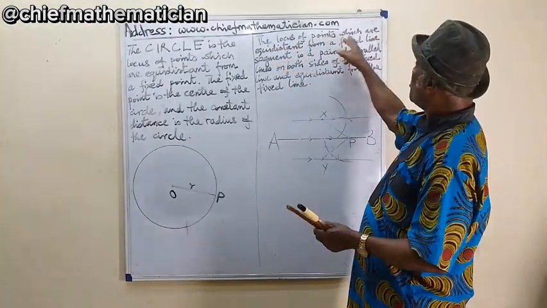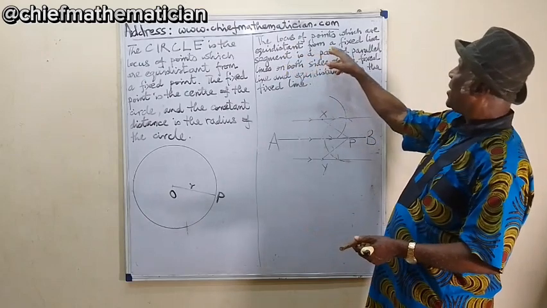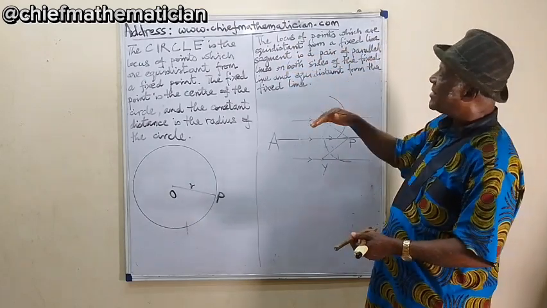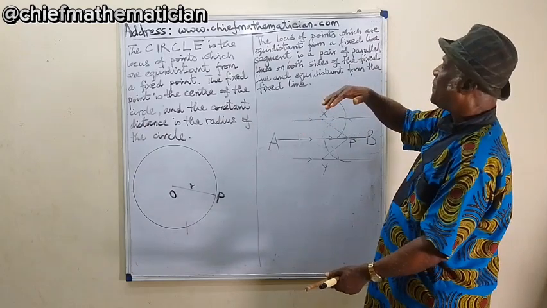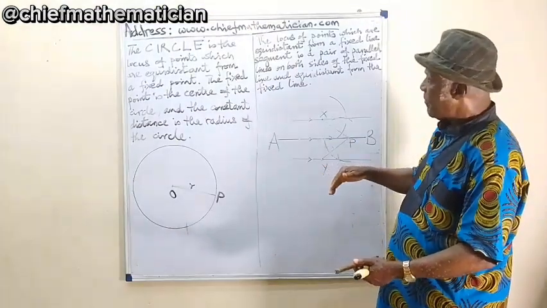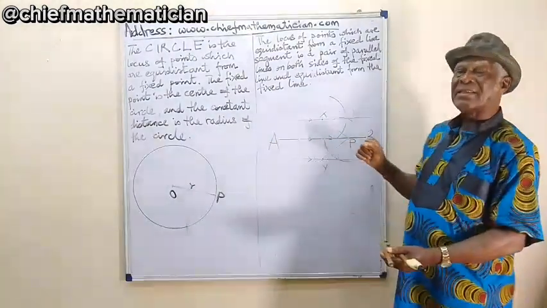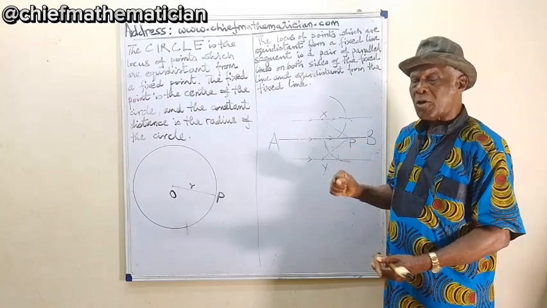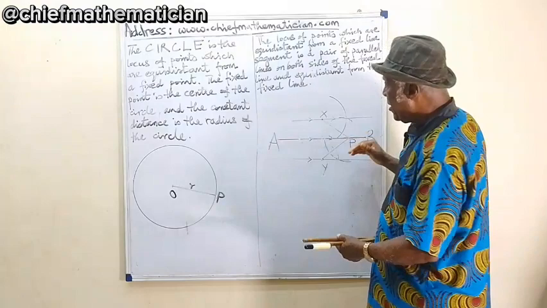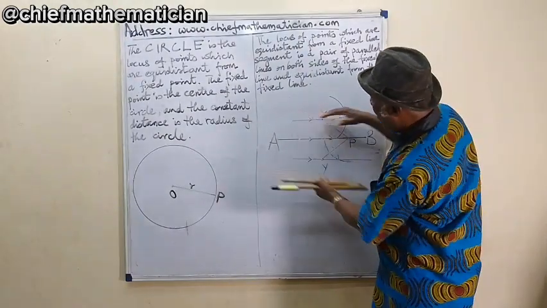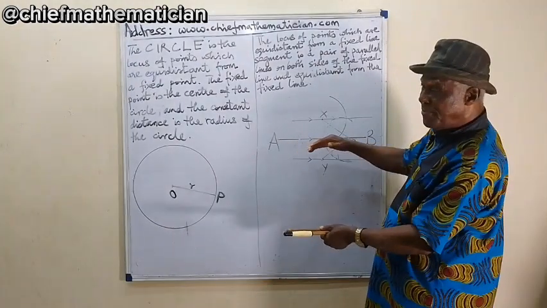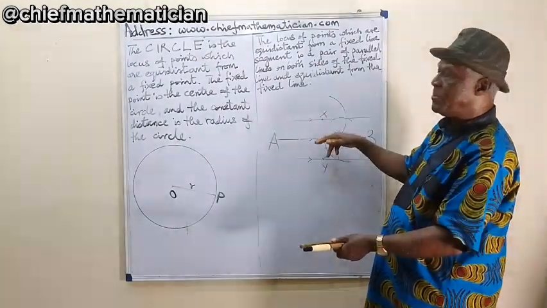The locus of points which are equidistant from a fixed line segment is a pair of parallel lines on both sides of the fixed line and equidistant from the fixed line. This AB is the fixed line. To construct the locus of points which will be equidistant from AB will be a pair of parallel lines on both sides of that AB and equidistant from AB.